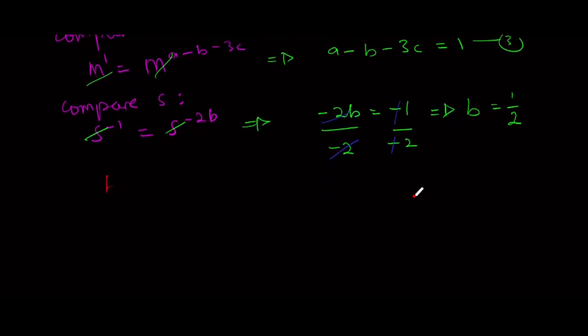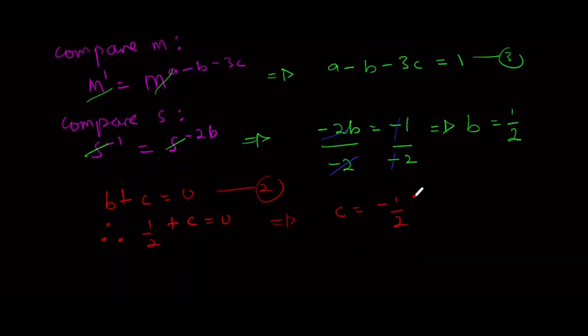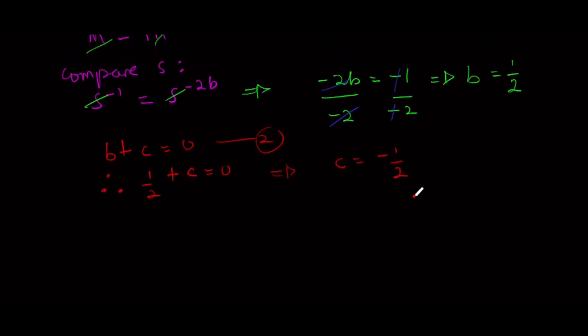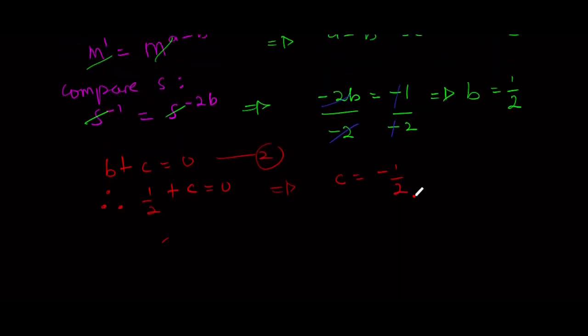That means b plus c will give us 0. That's what we have in equation 2. So in that case, we have b is 1 over 2 plus c is equals to 0. Take 1 over 2 to the other side to get the value for c. That will give us minus 1 over 2. Now we have gotten the value for b and c. We can substitute the two into equation 3 so as to get the value for a. Equation 3 says a minus b minus 3c is equals to 1.